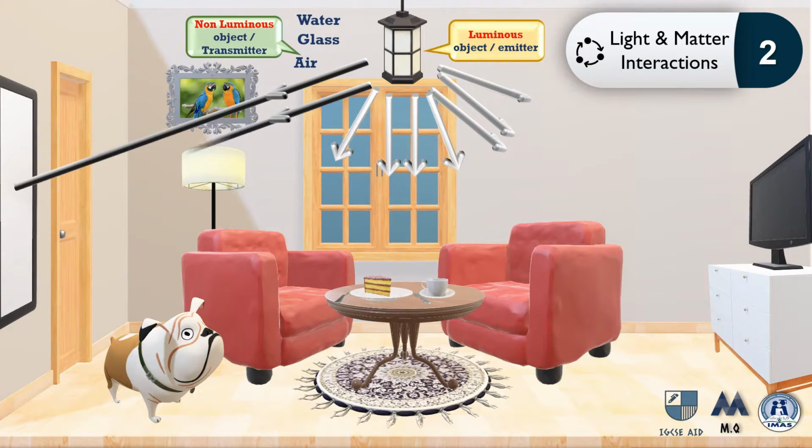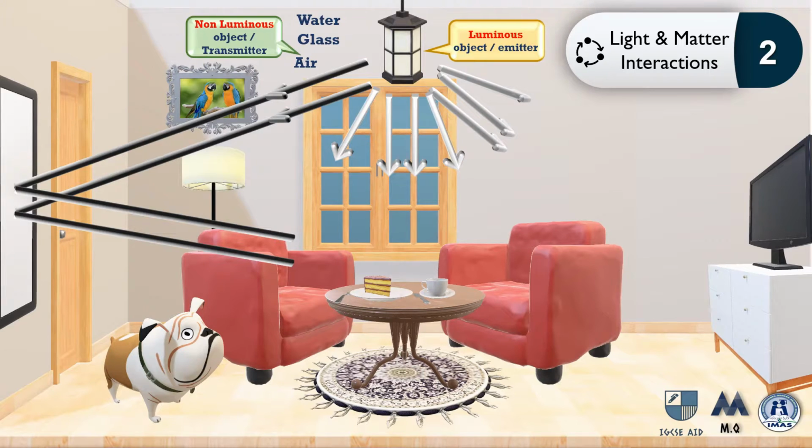If we extend those light rays towards the mirror on the side, we will notice that those light rays will bounce off the mirror. So the mirror is a non-luminous object because it does not emit light. However, it still interacts with light, and this time it reflects the light. The mirror is a reflector, and we call this type of reflection regular.